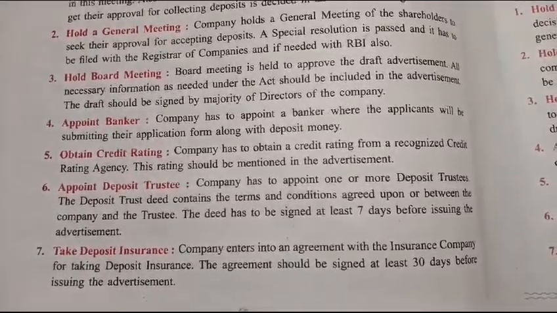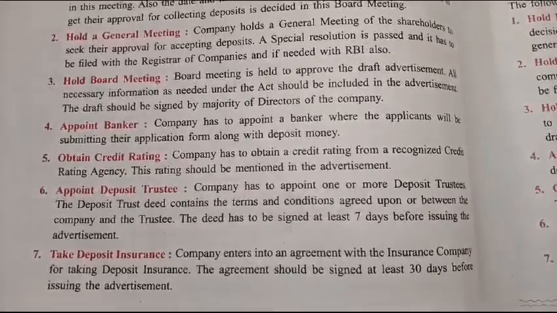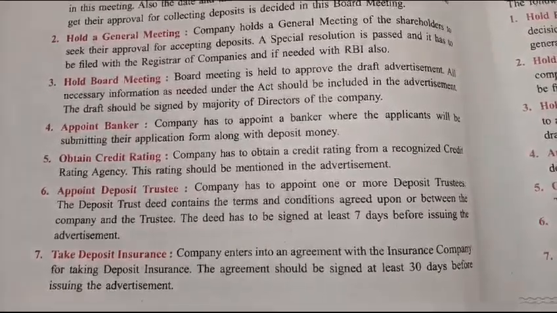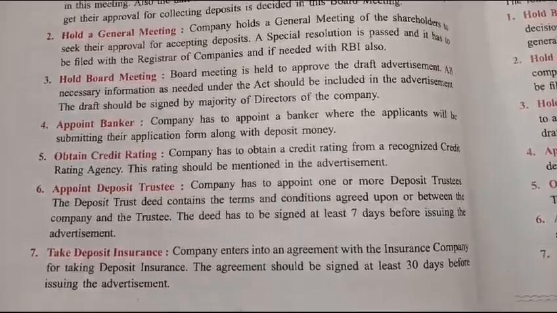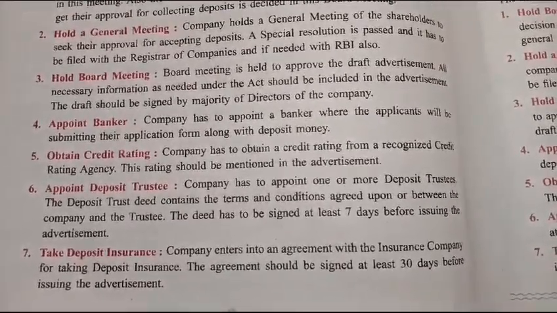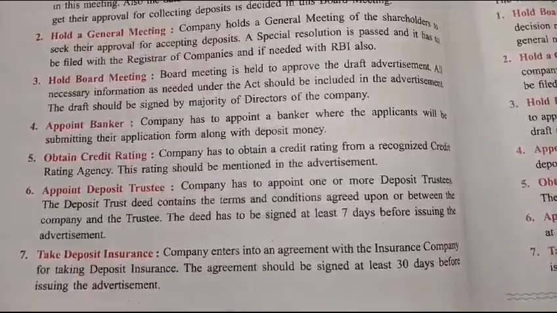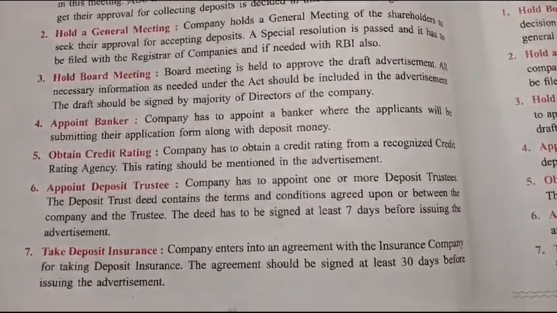Fourth, appoint banker. Company has to appoint a banker where the applicants will be submitting their application form along with deposit money. Fifth, obtain credit rating. Company has to obtain a credit rating from a recognized credit rating agency. This rating should be mentioned in the advertisement.